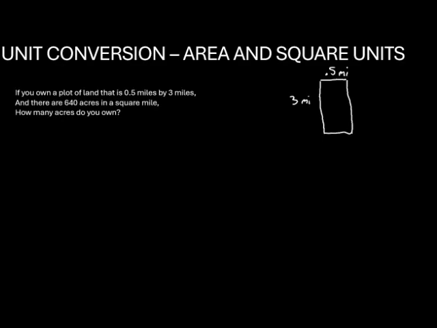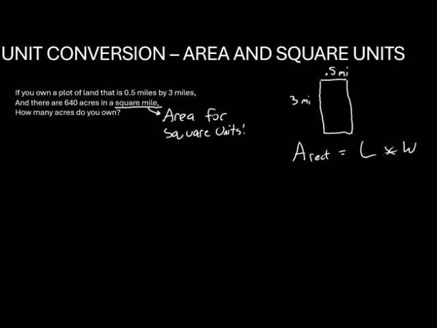The first thing we see here is that we have square miles, and if you have square units, we need to think area. Note that our shape is a rectangle, and we know that the area of a rectangle will be length times width. L will be length, W will be width. The long side of our rectangle is 3 miles, and we'll label that as L. The width will be 0.5 miles. We'll label that as W.